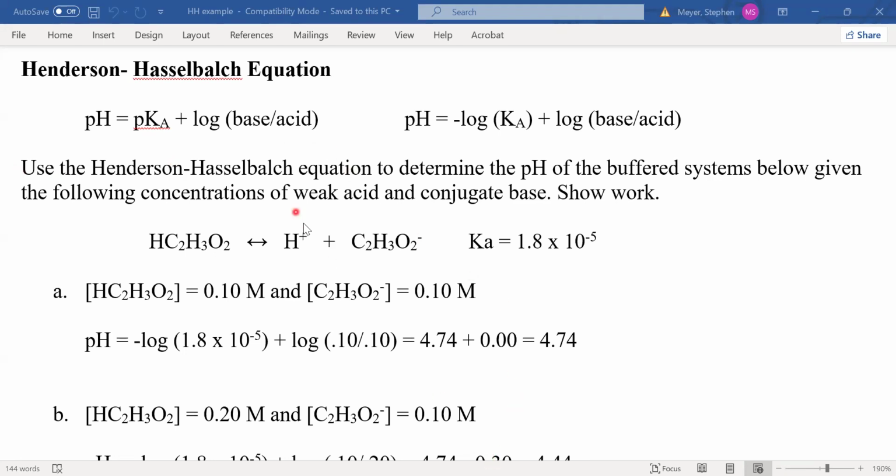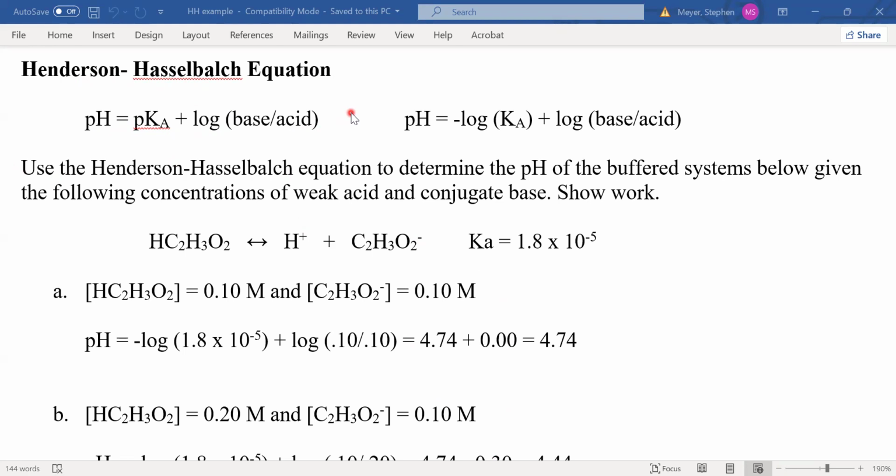So the Henderson-Hasselbalch equation right here, pH equals pKa plus log of the base over the acid, is often used with buffer solutions. Remember, buffer solutions are resistant to changes in pH. If you have a system and you add H+ to it, the pH will go down, but it won't go down as much if that system is buffered. It will minimize the effect on pH.